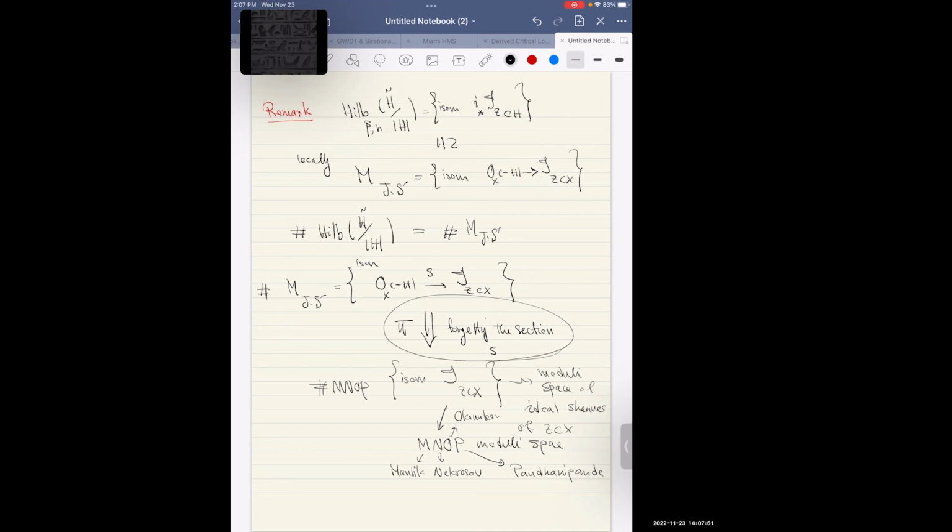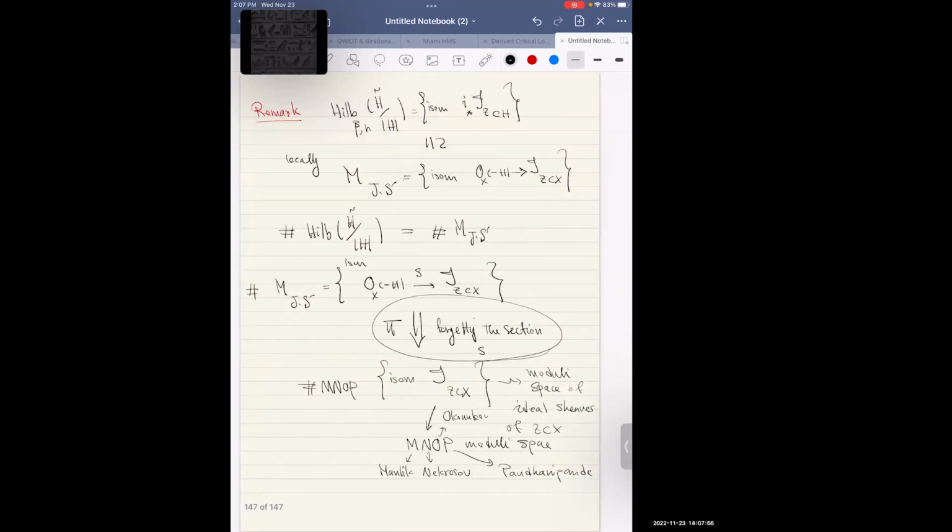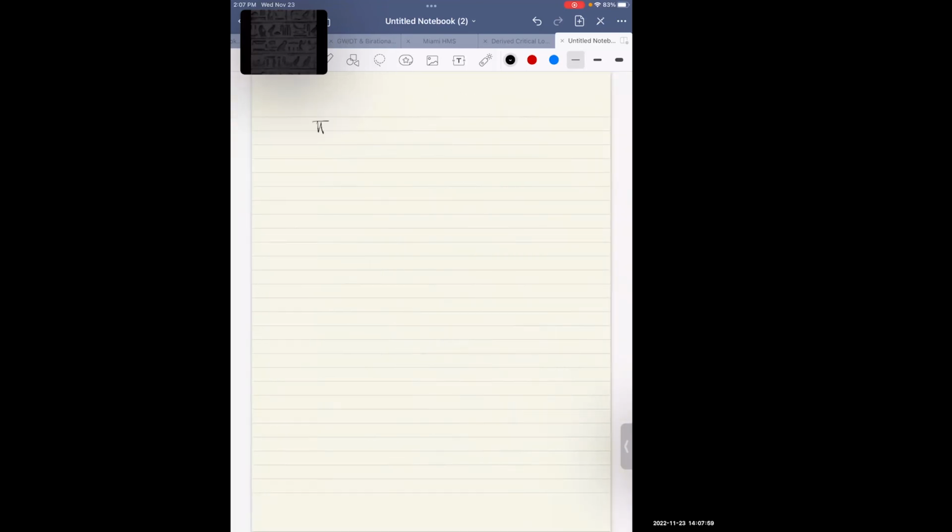Now, the projective morphism is just a homomorphism from O to I_Z. So let's consider this projective morphism. Let's see what pi is. Pi is from the Joyce-Song moduli space to the moduli space of MNOP, taking an O_X(-H) to I_{Z in X} to just I_{Z in X}. Okay, this pi is parameterizing homomorphisms O(-H) to I_Z of X.